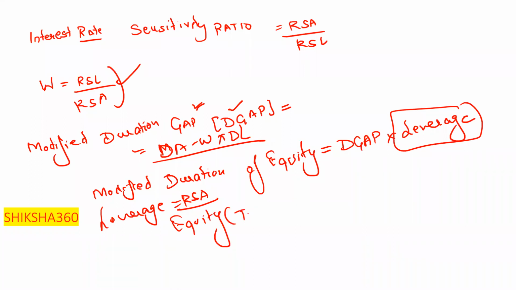Equity, what does it mean? Tier 1 plus Tier 2. What is equity here? That is Tier 1 plus Tier 2. Clear? So in this way, you have to remember the formulas and apply them to the questions. Definitely you will get straightforward questions in the examination. No need to worry about anything regarding that.